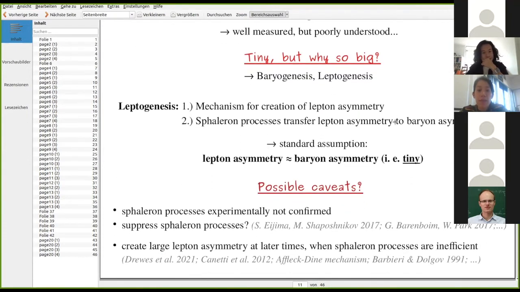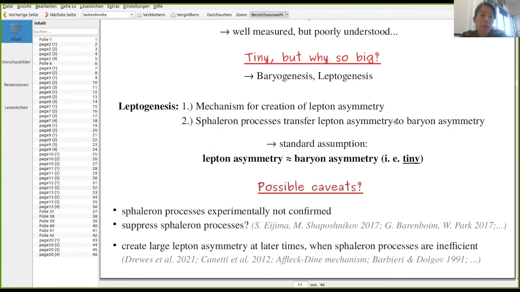Are there possible caveats to this whole picture? First of all, we should keep in mind that sphaleron processes are experimentally not confirmed. They have a very large energy, which makes it pretty hard to test this whole picture. Then, for some reason, it could be that sphaleron processes are simply suppressed in the early universe, which also destroys this whole picture of the lepton asymmetry being as large as the baryon asymmetry. Or it could be that a large lepton asymmetry only gets created at later times when sphaleron processes are already inefficient.